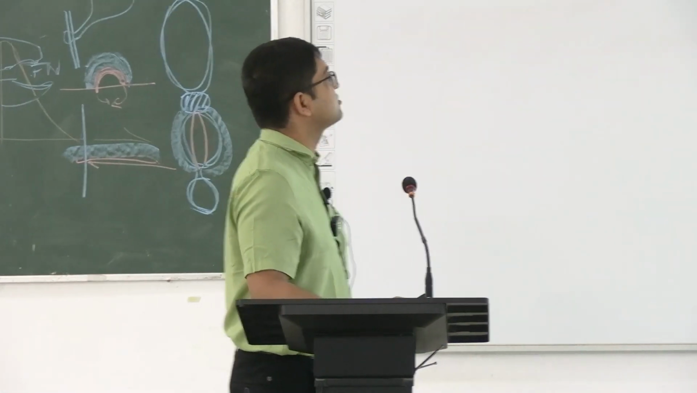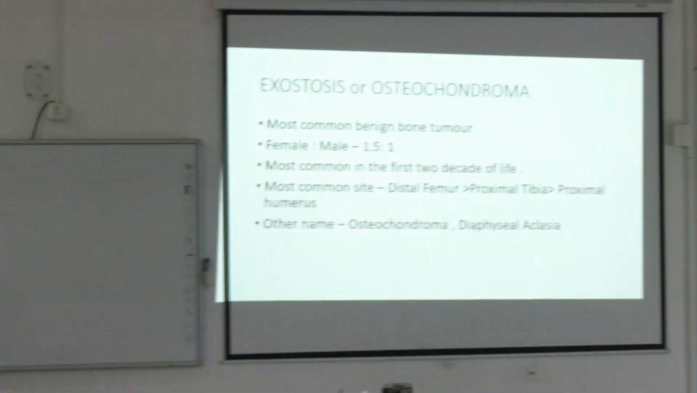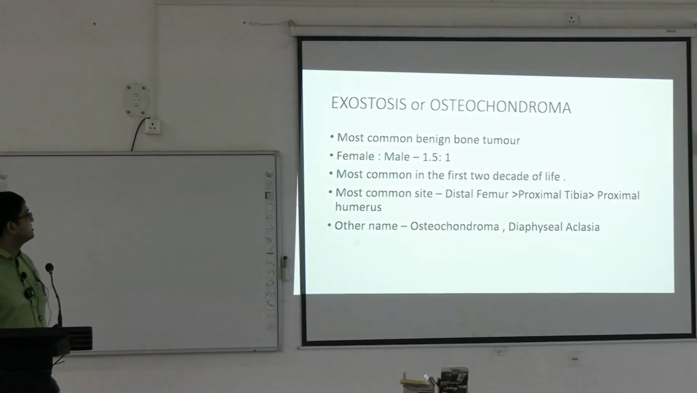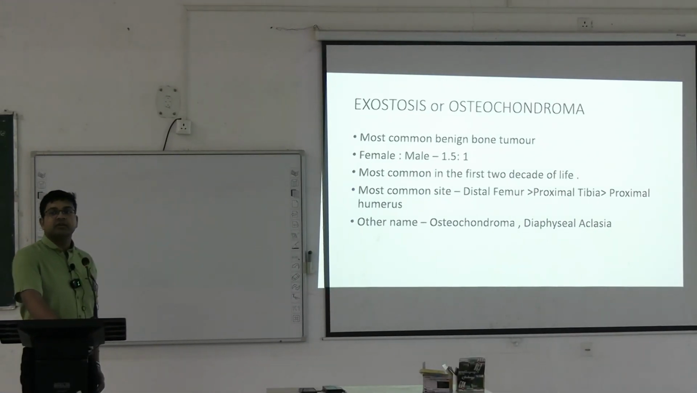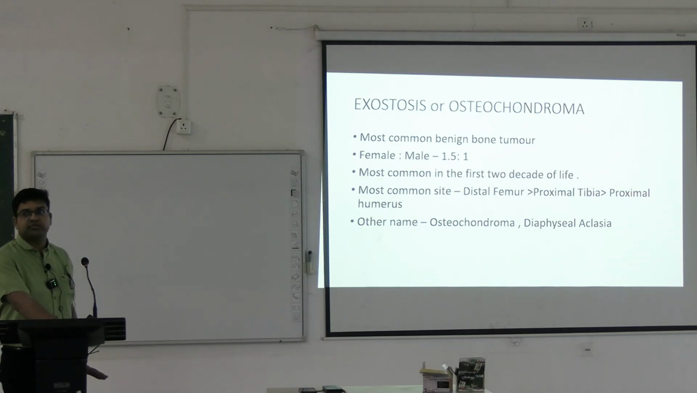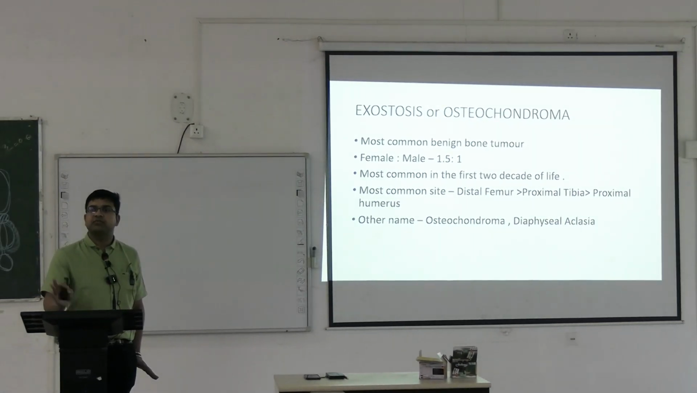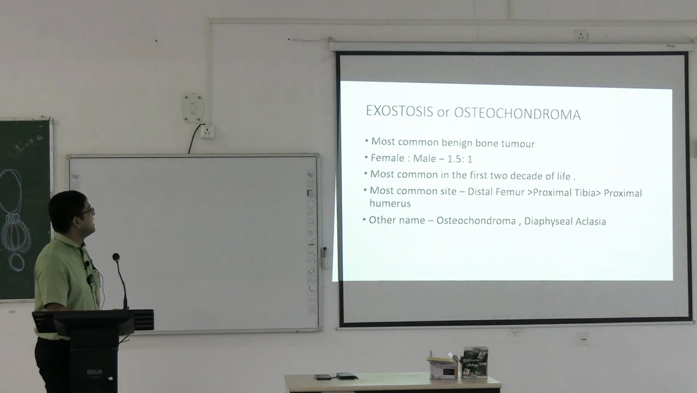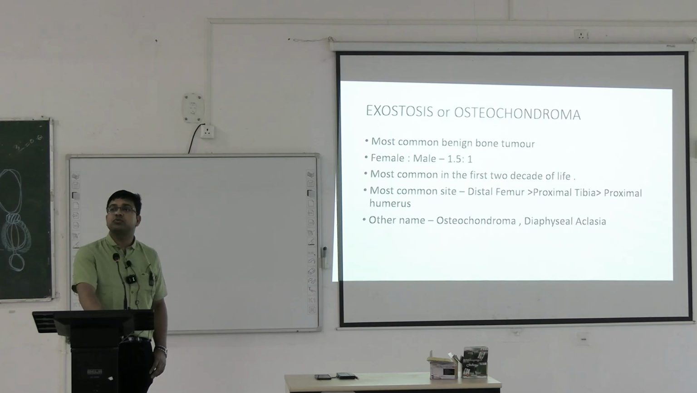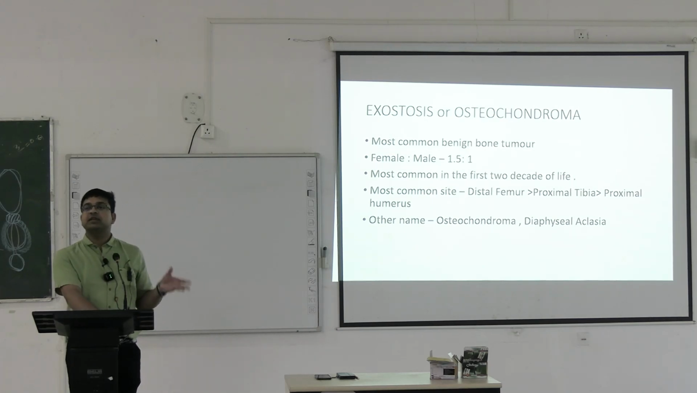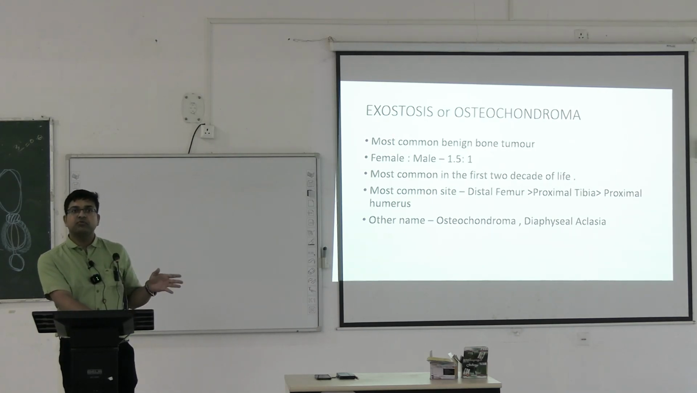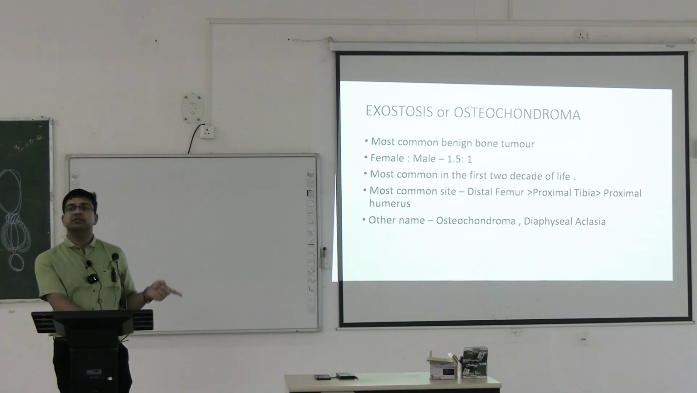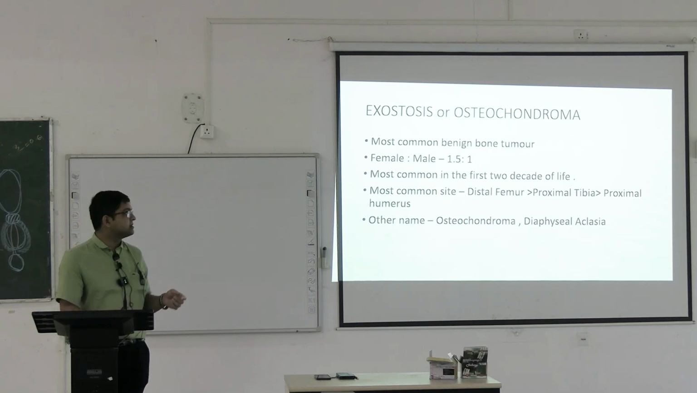Exostosis, or another name is osteochondroma. It is the most common benign tumor. Male female predominance is almost equal. It is 1.5:1. In some books it is written 1:1, but you tell 1.5:1 male female ratio, and it is most common in the first 2 decades of life. It is most common in immature skeleton. Later you will know why. So this tumor usually occurs in children or in immature skeleton.